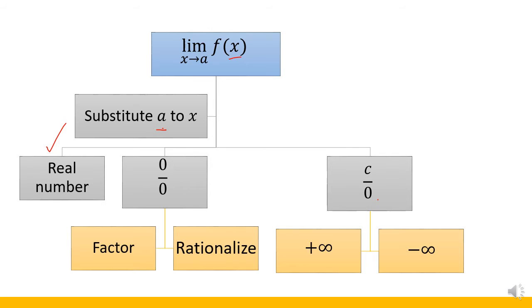So, we substitute a for our variable in the function. Normally it's x. If what we get is a real number, we stop and we're done. We're happy about it. But if what we get is 0 over 0, we do factoring or we rationalize. And if what we get is a non-zero constant over 0, we expect the answer to be positive infinity or negative infinity as the value for our limit. So that's our graphic organizer.